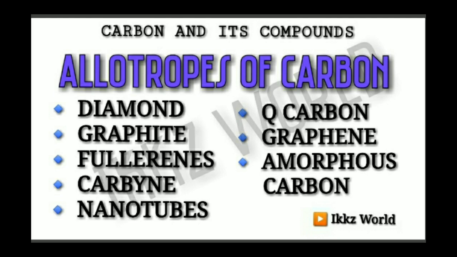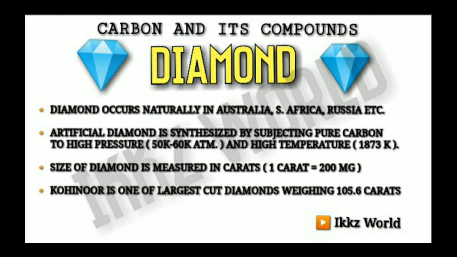Well, in this class we will take a look into the more widely known allotropes of carbon like diamond and graphite, and we'll be having a brief idea about fullerenes. Diamond is the purest crystalline allotrope of carbon.